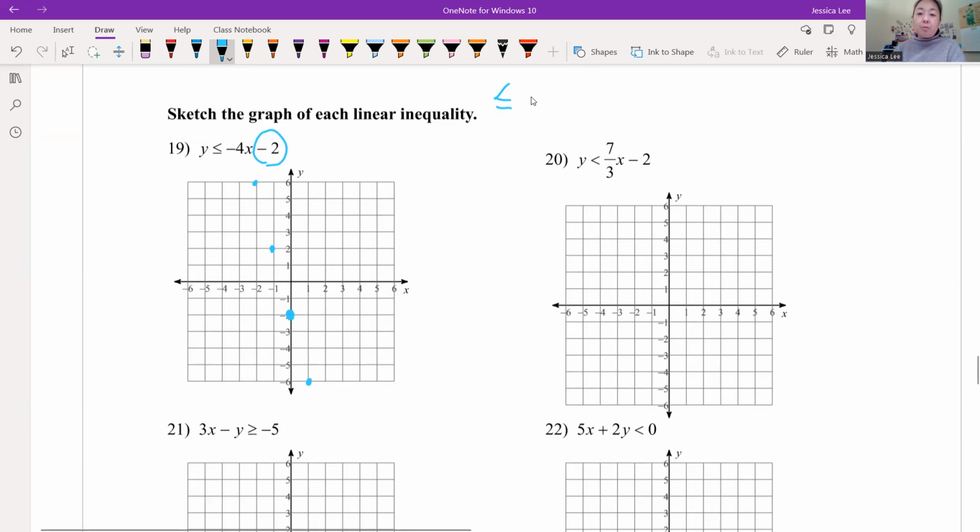If there's an equal to there, then we know it's a solid line because we're including the line. If it's just less than, then it's going to be a dashed line, or what I say in class is solid, dotted, right? Here we have, it can be equal to, so it's going to be that solid line, just like this.